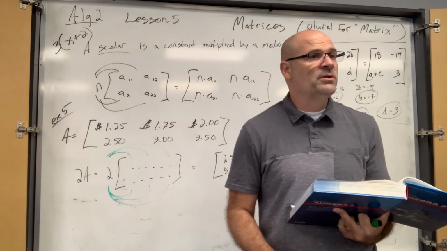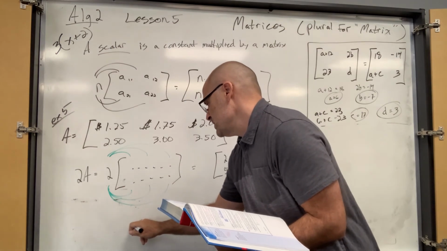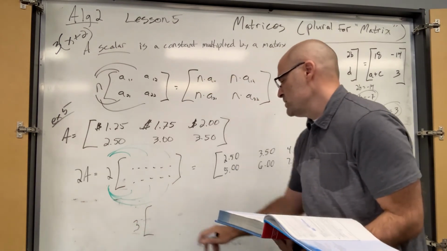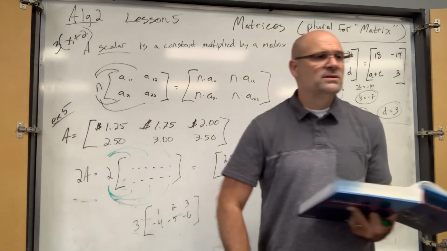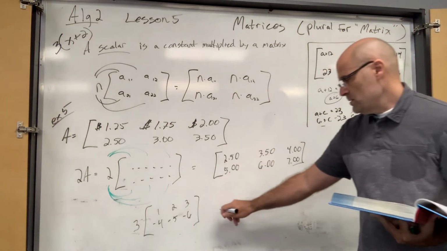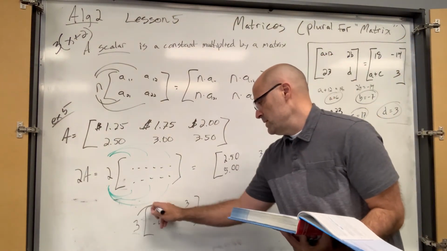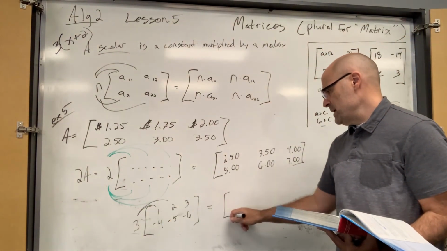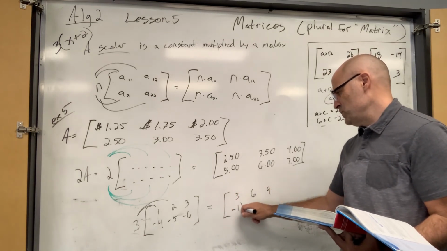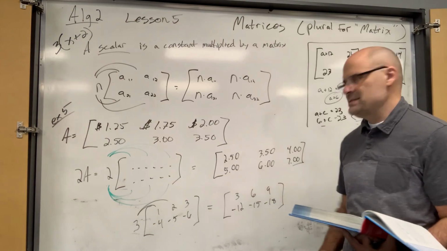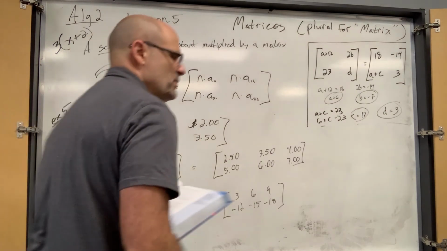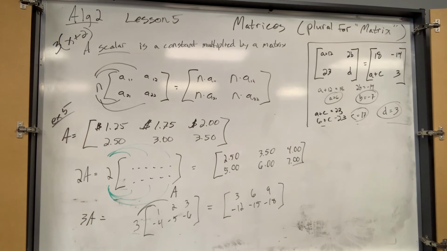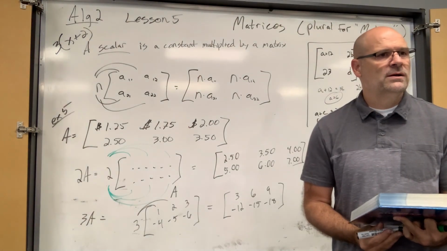Let's do one more example. I'm going to say 3 times this matrix: 1, 2, 3, -4, -5, -6. So there is a 2 by 3 matrix. What does this equal? Just distribute that 3 to everything. So we get 3, 6, 9, -12, -15, -18. If this is A, then this is what 3A would look like. So if you're asked to find 3A, multiply 3 times every member of the A matrix. Does that work?